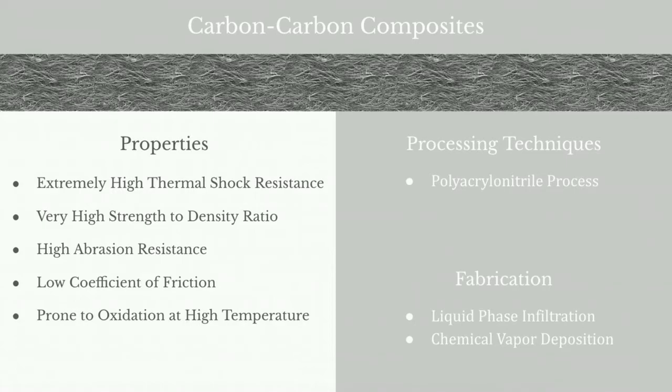It then receives a surface treatment of slight oxidation in order to give it better surface bonding properties. Two options for fabrication are liquid phase infiltration and chemical vapor deposition. For LPI, the fibers are first impregnated with resin petroleum pitch, then pyrolyzed several times. It is then heat treated to 1500 to 3000 degrees Celsius. For CVD, the fibers are infiltrated by a high pressure of hydrocarbon gas at 1000 to 1200 degrees Celsius, and then pyrolyzed and heat treated.